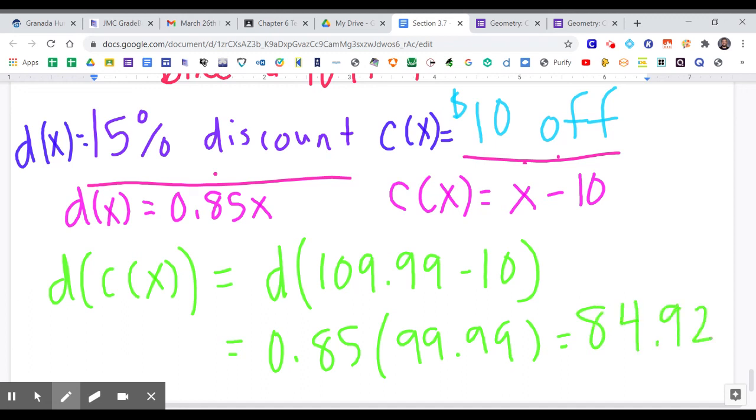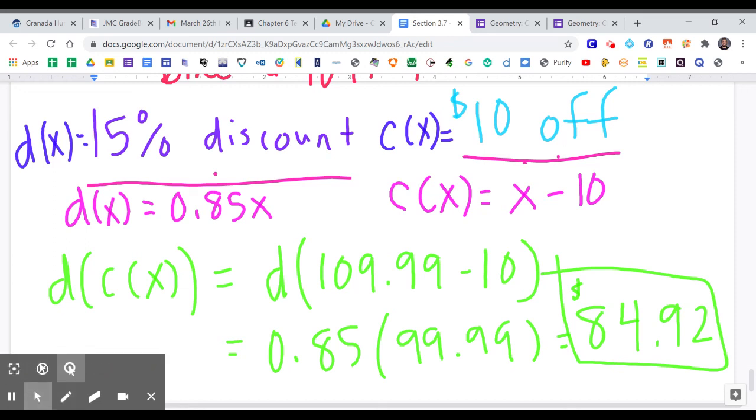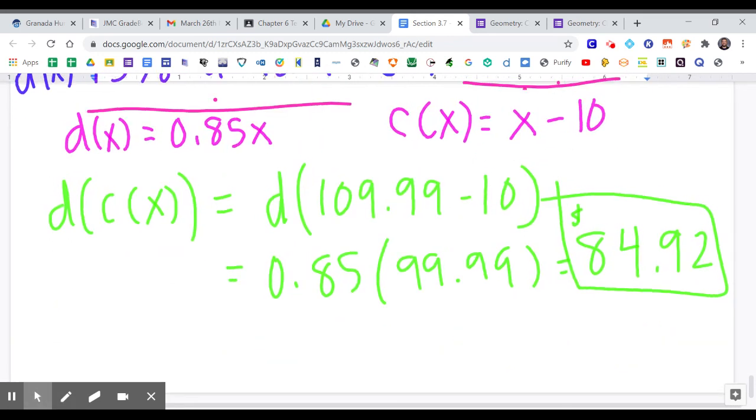$84.92. Okay, so you go up and you say, all right, I want to take my coupon off first. And then after I'm done with my coupon, I'm going to take the 15% discount. I end up paying $84.92. Okay, good. That's a good price, considering it's normally like $110. That's a pretty good price.